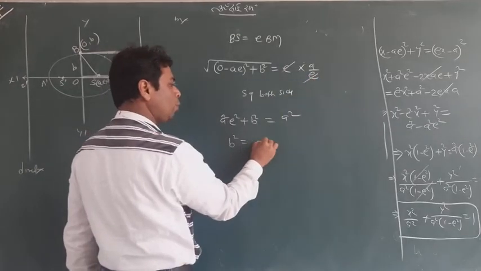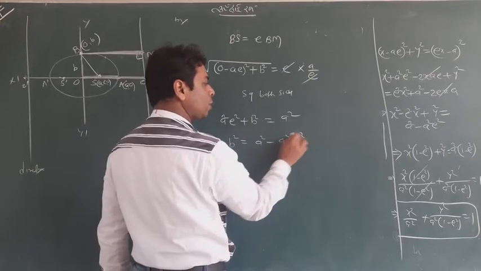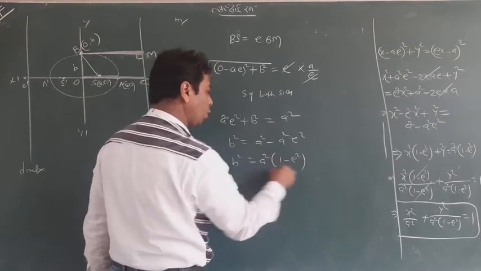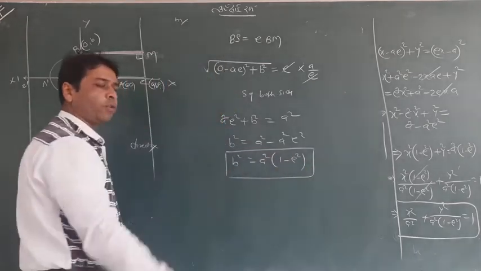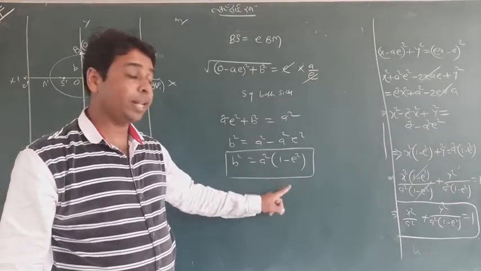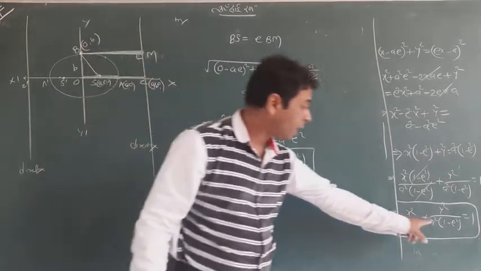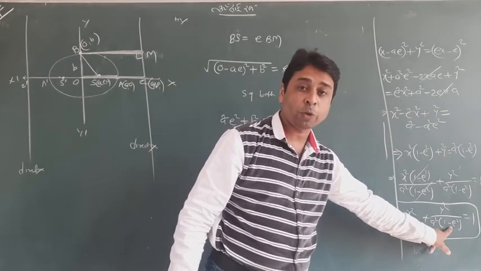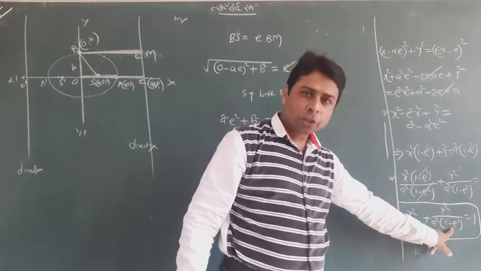Now b squared equals a squared minus a squared e squared. Now I will take a squared common: 1 minus e squared. What a fantastic formula or relation you have got with b and ae. And I tell you one thing about the formula you have obtained: look at a squared times 1 minus e squared. It was a natural formula. It was the initial formula.